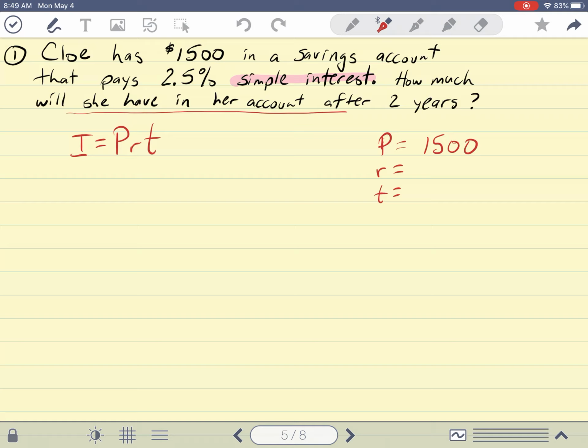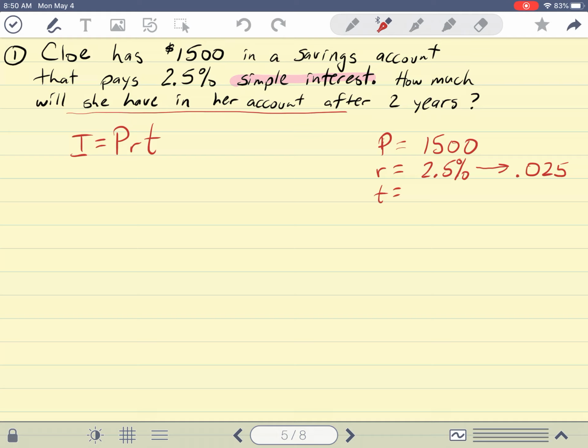Now R will be rate. R is the rate, or interest rate. So the interest rate is 2.5%. Remember, when we're running any calculations, we've got to make sure that you change that percentage to a decimal. Wait a minute, Mr. Gerald, it's got a decimal, so I'm good. No, it's not. You've got to change that to a decimal. So it's not 0.25, it's 0.025. You've got to move that decimal to the left, 2 spots.